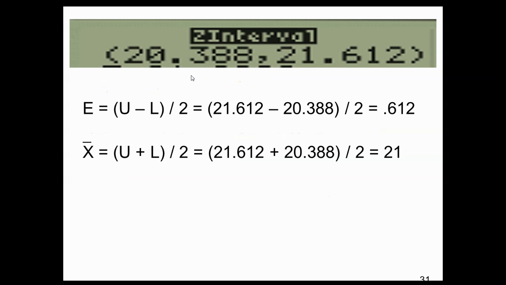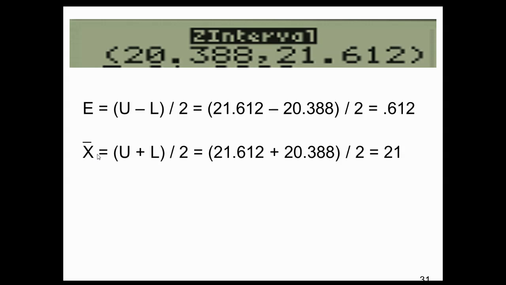That's all you're given. Here's an example. I give you the interval between 20.388 and 21.612. And I say, by the way, what was the error? Well, you say, I don't know, I'm not given that. A way of finding out is taking the upper, 21.612, subtract the lower, divide by 2, because algebraically it works out. And you know the error for this problem was 0.612.